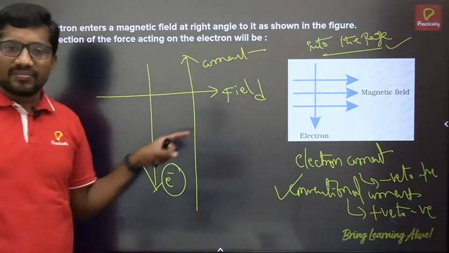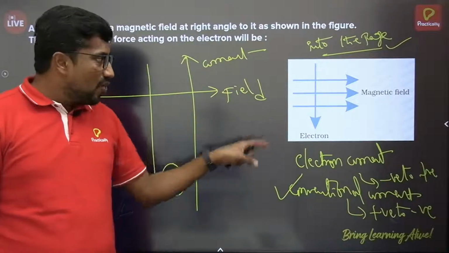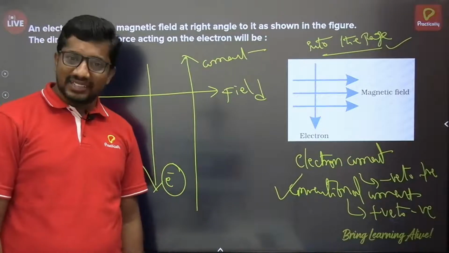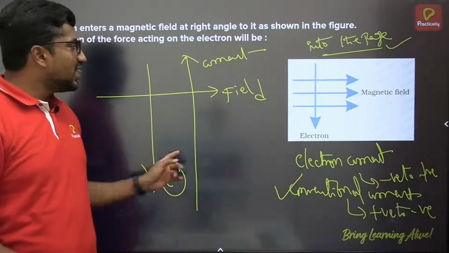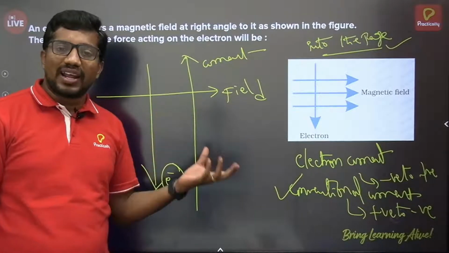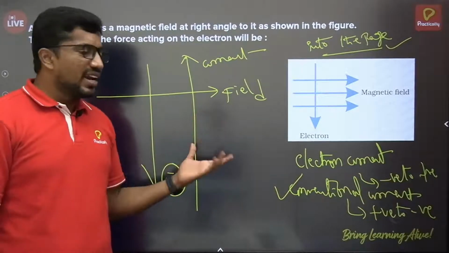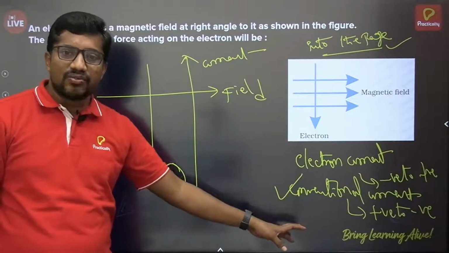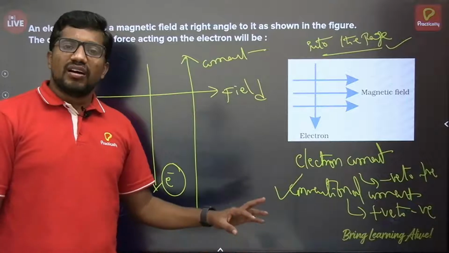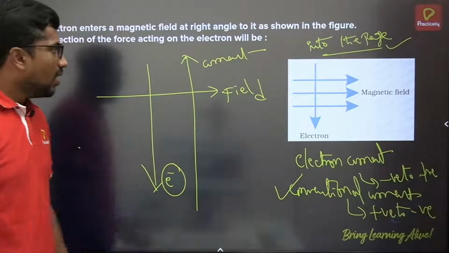That is the answer. Suppose instead of electron, you are given any positively charged particle such as an alpha particle, then you need not reverse the direction of the current. Only when you are given an electron do you have to reverse the direction of current, since electron current and conventional current are in opposite directions. All right.